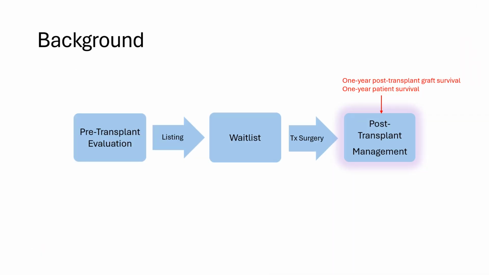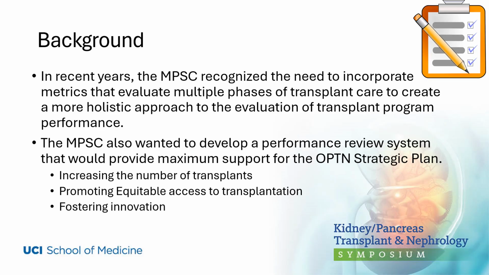However, as you can see on this graphic of the transplant continuum, the metrics for 1 year post-transplant graft survival and 1 year patient survival only focused on evaluating transplant programs in accordance with post-transplant outcomes. In recent years, the MPSC recognized this, as well as the need to incorporate metrics that evaluate multiple phases of transplant in order to create a more holistic approach to the evaluation of transplant program performance. They also wanted to develop a performance review system that would provide maximum support for the OPTN strategic plan, which includes increasing the number of transplants, promoting equitable access to transplant, as well as fostering innovation in transplant.